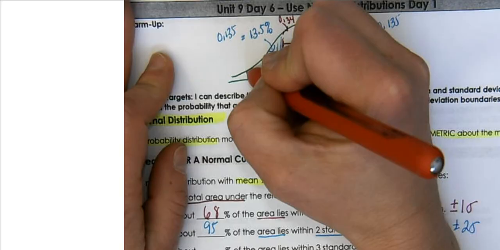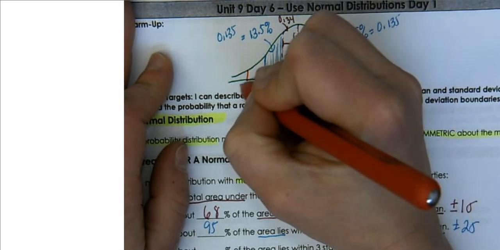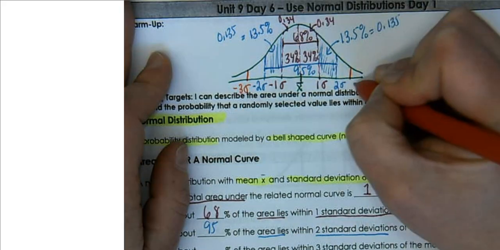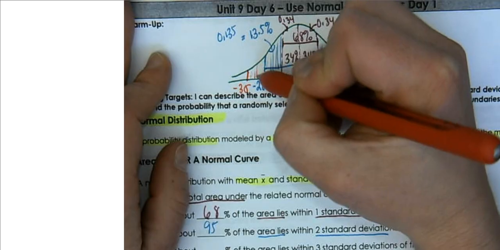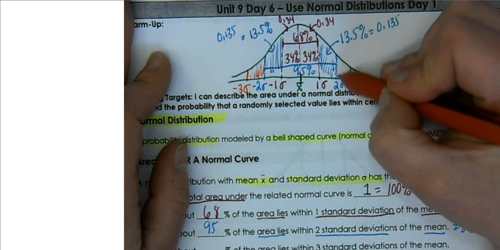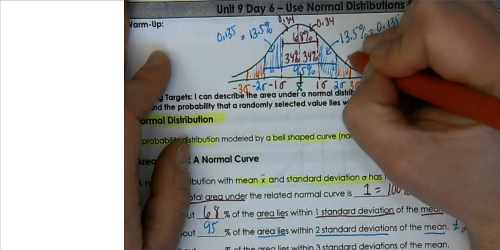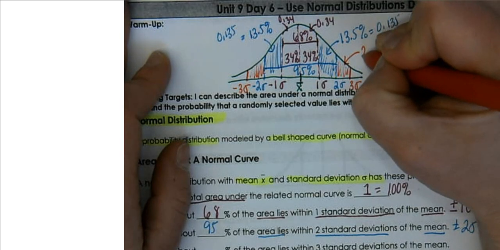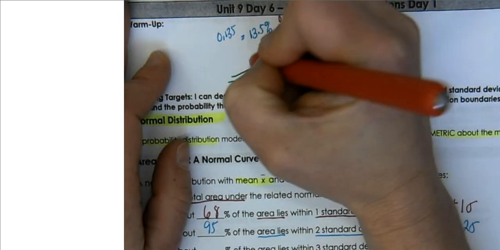So I want you to draw probably about an equidistant box that we had before on each side. And this represents -3 standard deviations and +3 standard deviations. And just this little space right here doesn't represent a very huge section of our curve. And instead, if we were to write it as a decimal, this represents 2.35% of the area underneath the curve.